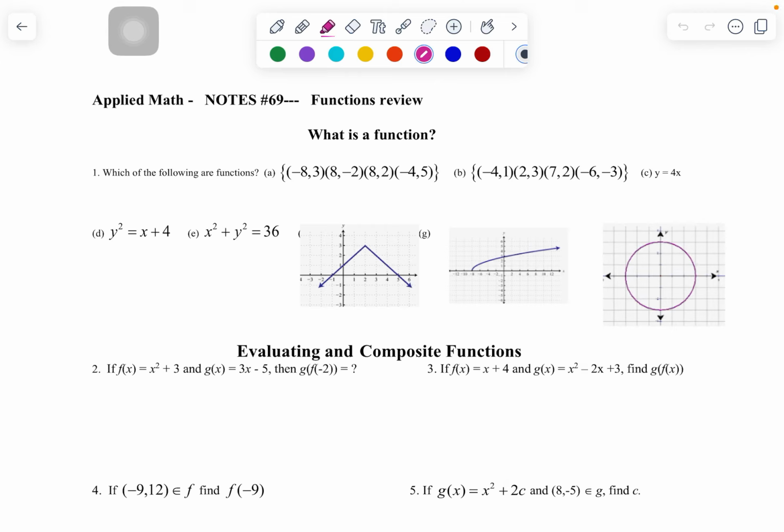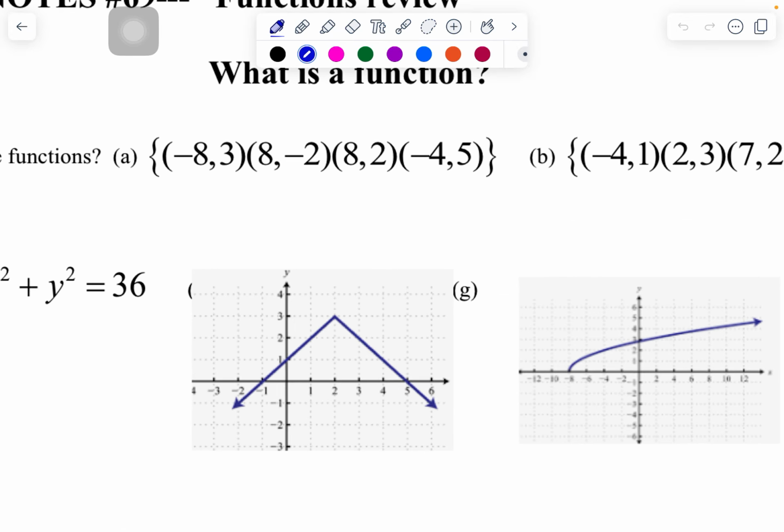So this is going to be the first video for Note 69. I'm going to break it up into three. The first part of the video, we're going to talk about a little bit of reviewing for functions, okay? And literally, it's just asking the question, which are functions and which are not. So remember, function, a one-to-one relationship.